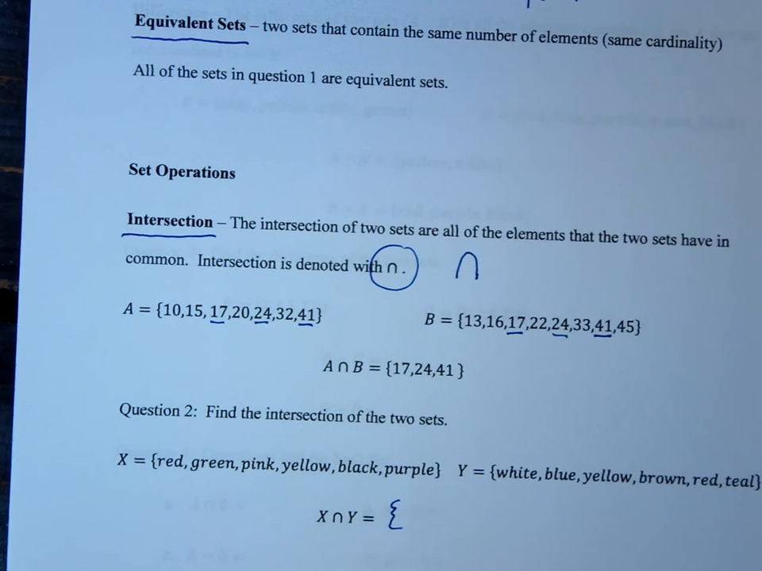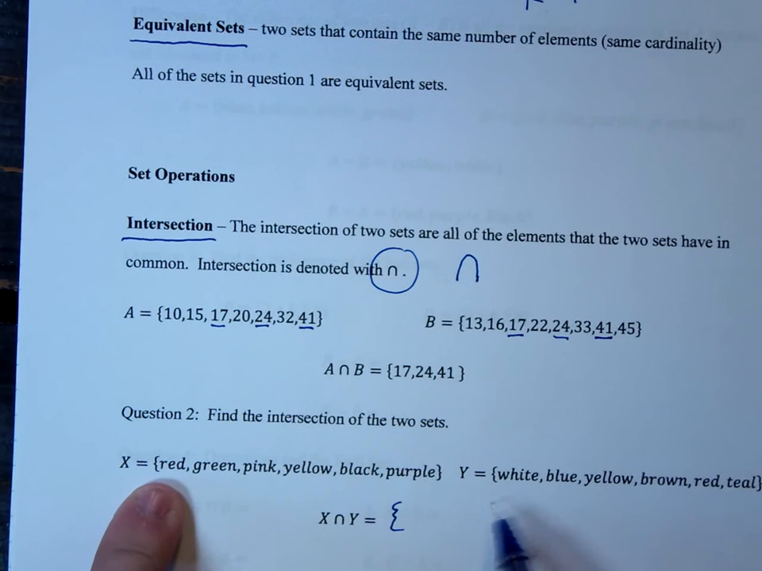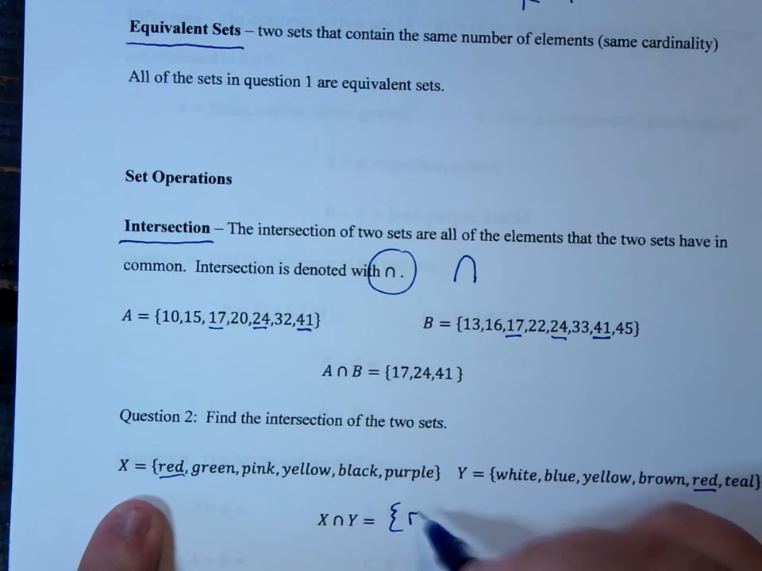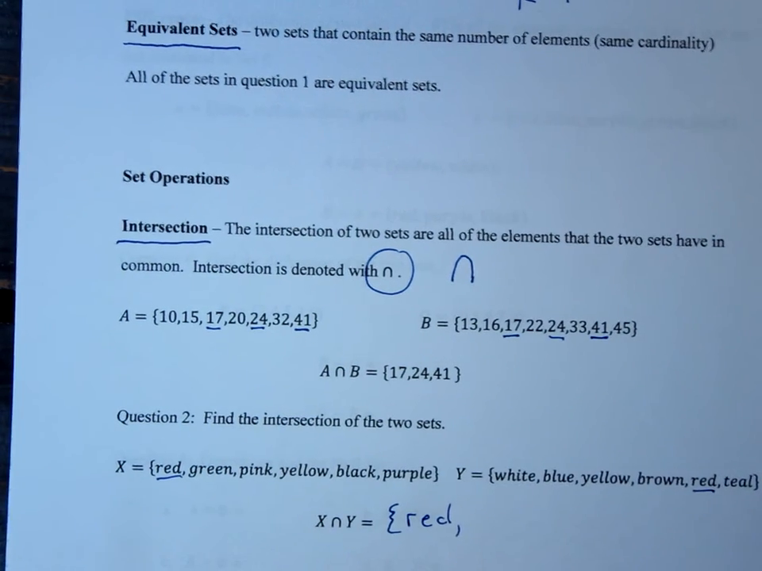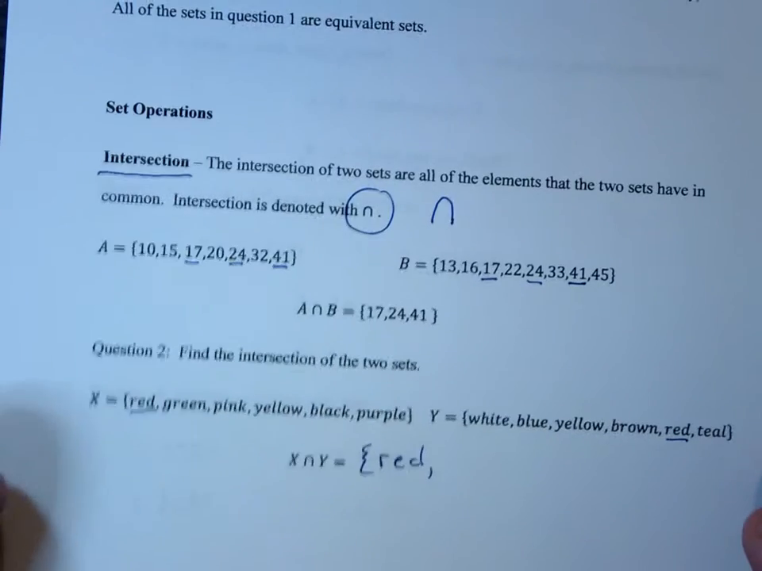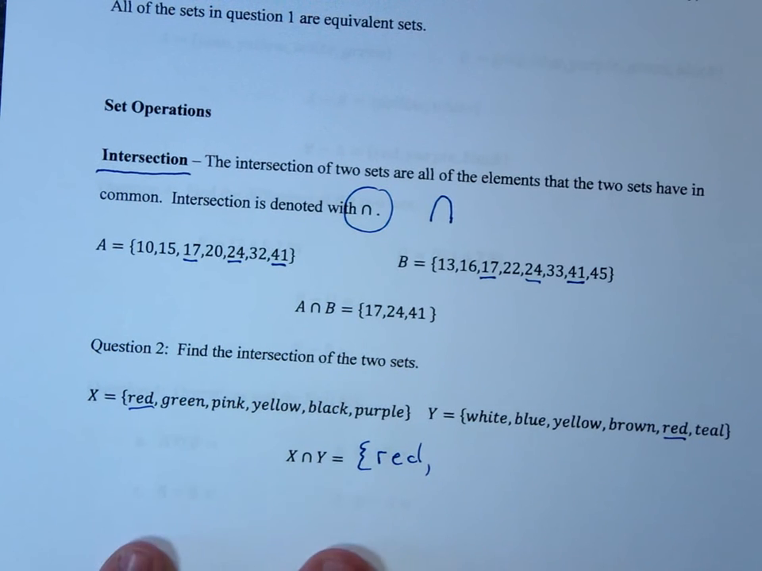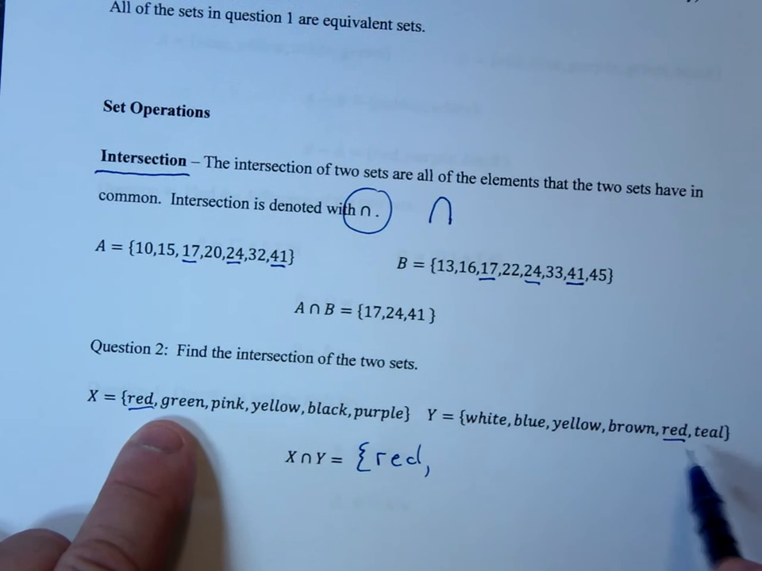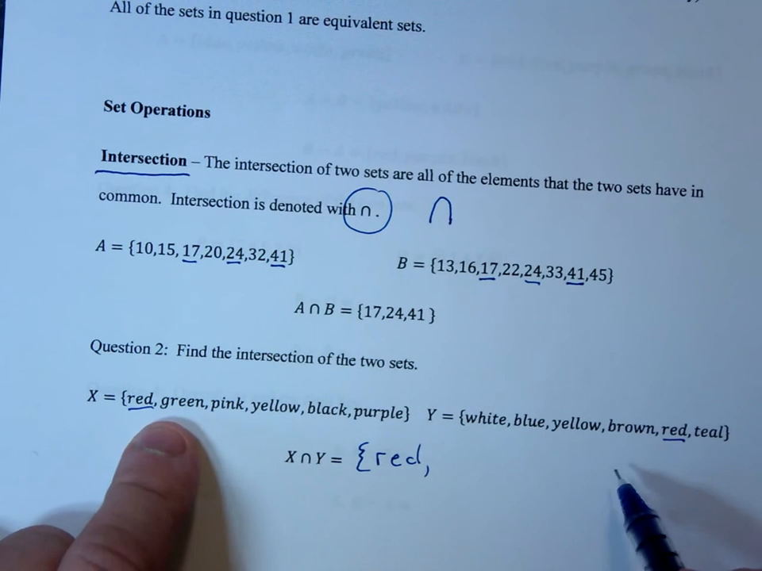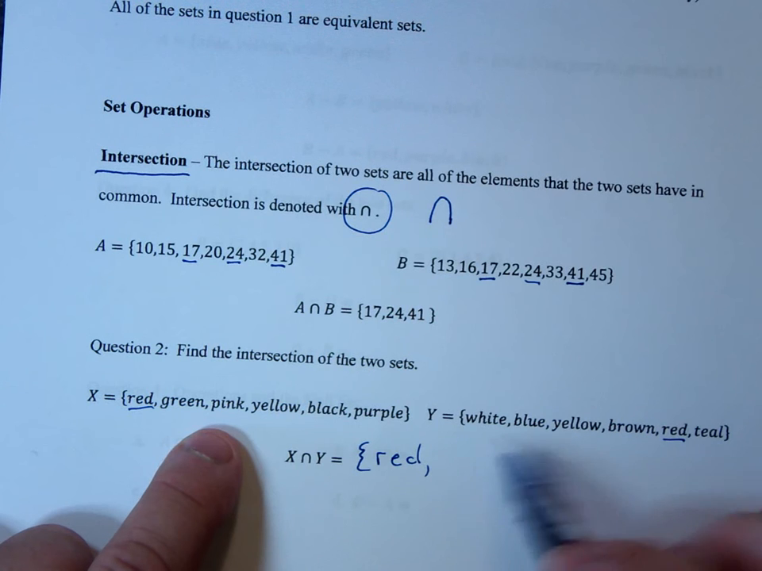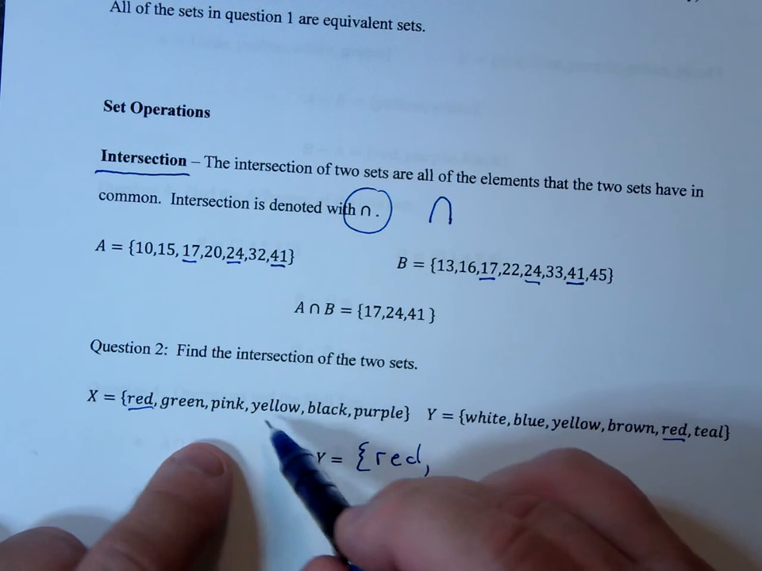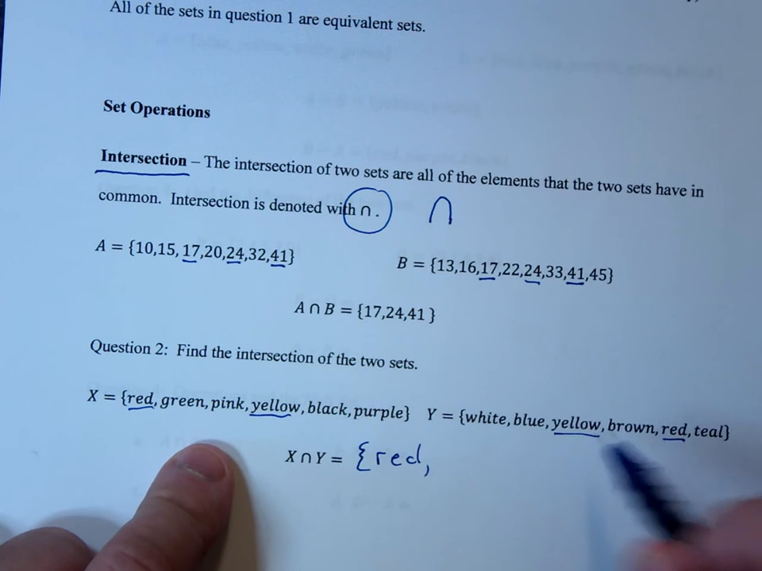Alright, try that one. Okay, so I'm just going for things that are in common. Do they both have red? Yes. So red, and if yours is not in the same order, it doesn't matter because these colors don't have a necessary order. Do they both have green? No. Set Y doesn't have green, so that's not in the intersection. Pink? Nope. Yellow? Yellow and yellow.